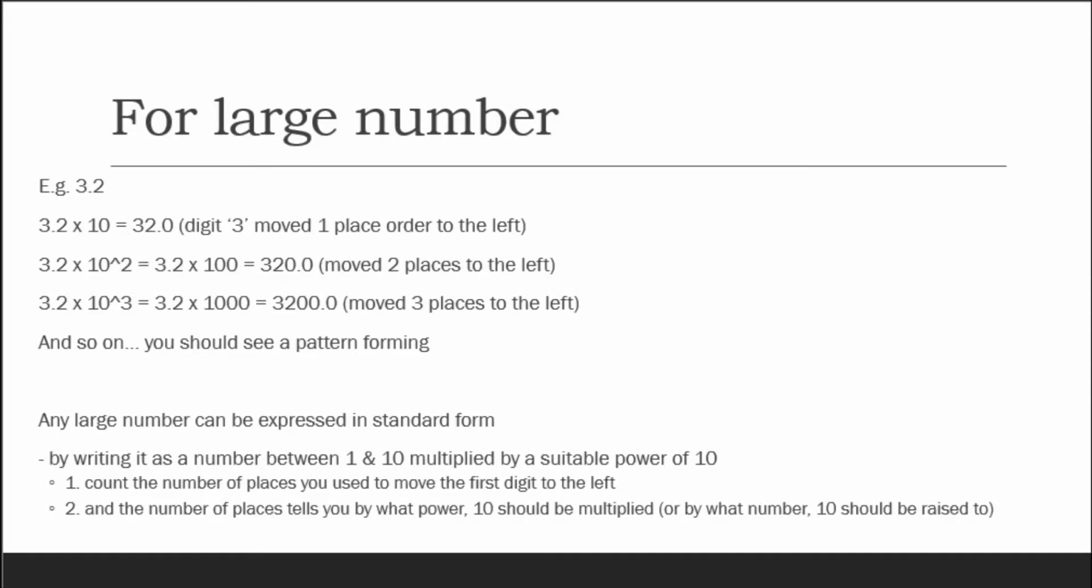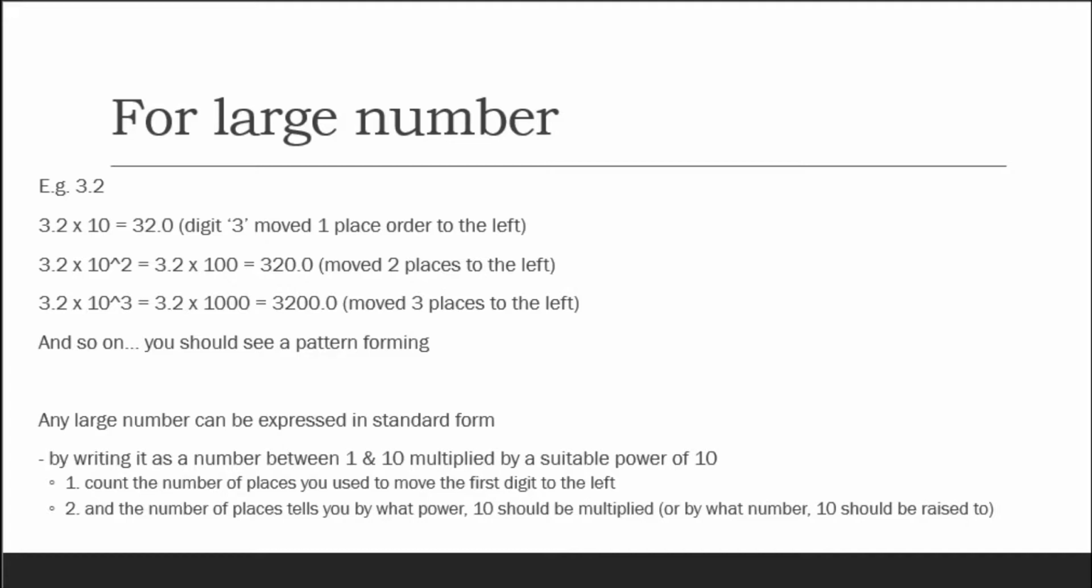So for example, 3.2, when you multiply it by 10 power of 1, you get 32. And here you can see that the digit 3 moved one place order to the left. And when you multiply it by 10 power of 2, it has moved 2 places to the left, and multiply it by 10 power of 3, it moved 3 places to the left, and so on. So there you see a pattern forming. Any large number can be expressed in standard form by writing it as a number between 1 and 10 multiplied by a suitable power of 10.